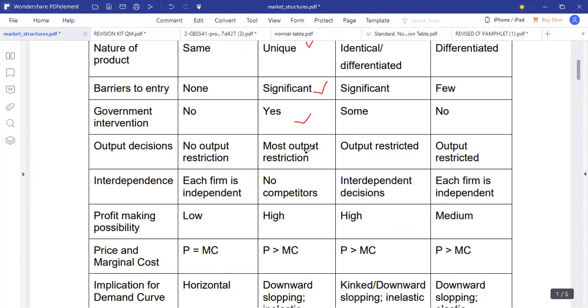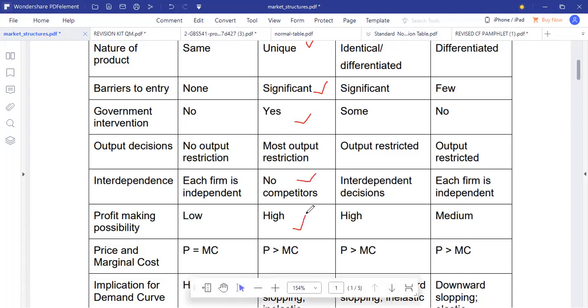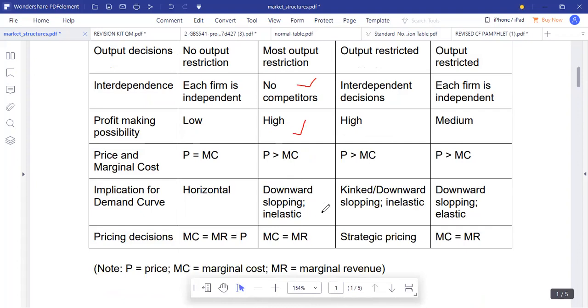Most output restrictions exist there. The government will control how much will be produced, and there are no competitors there. They make abnormal profits in the short run, and their demand curve is downsloping. Profit maximization occurs when the marginal cost is equal to marginal revenue. So these ones are called price setters because they set the price.